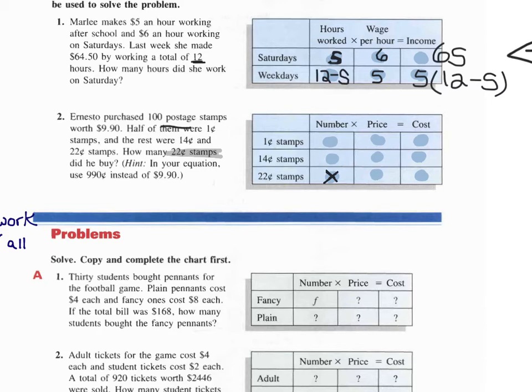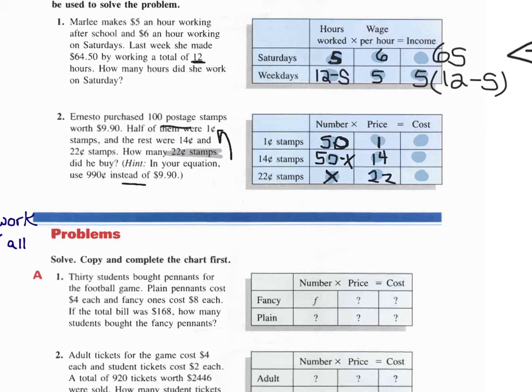Now, notice up at the top here it said half of the 100 were 1 cent stamps. So the number of 1 cent stamps that he bought was 50. And then the rest were the 14 and the 22. So now to represent the 14, I'm going to put in 50 minus X, because that'll be the remainder. Now we already know the cost for all of these. This was 1 penny. This was 14, and this is 22.